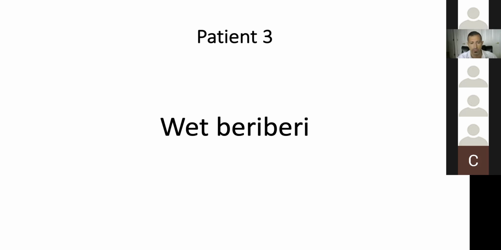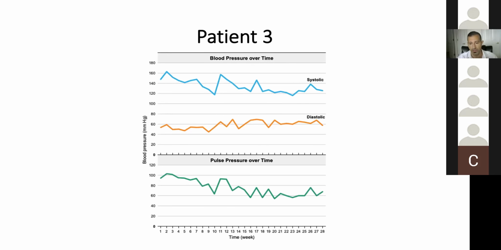Why is it so important to make the diagnosis of wet beriberi? Because it's curable. It's absolutely curable. And with alcohol cessation, so he stopped using alcohol and he was treated with thiamine replacement, you can see how his pulse pressure narrowed over time. So over the course of 28 weeks, his pulse pressure went from right around 100 down to around 60. And so this patient was cured. He no longer needed diuretics, no longer had heart failure.